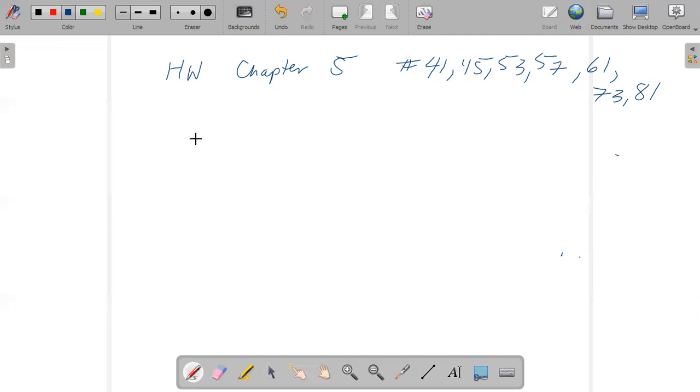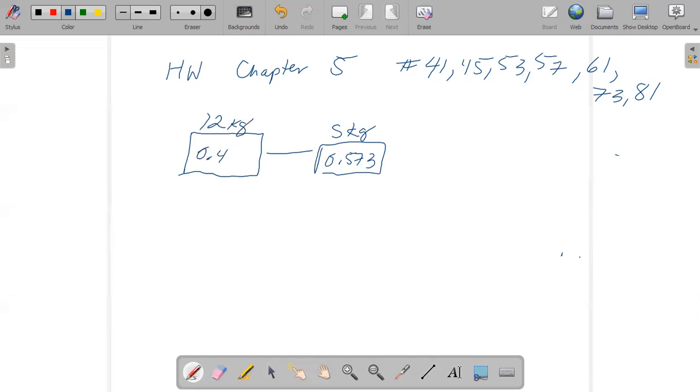All right, so we're just going to add up all the frictions and then start the crate. We have 5 kgs here, and we have a 0.573. And we have 12 kgs here, and we have 0.443. And so we want to move it. We want to figure out what our force is going to have to be.